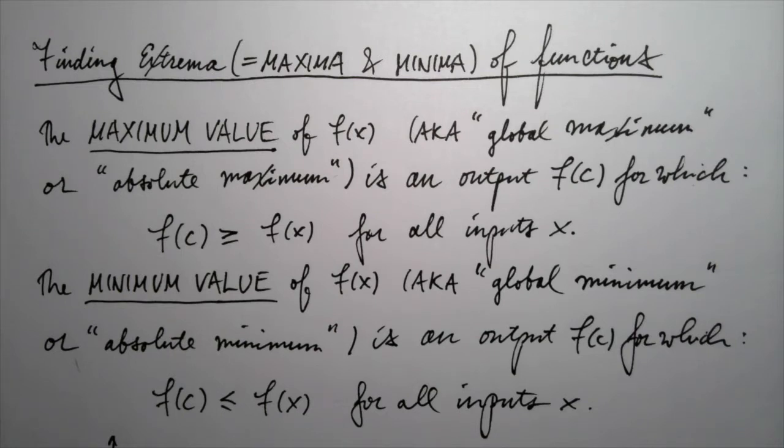It's the biggest value, the maximum value. Similarly, the minimum value of f of x, also called the global minimum or the absolute minimum, is an output of the function f of c for which f of c is less than or equal to f of x for all other inputs x. It's the smallest value that the function outputs.